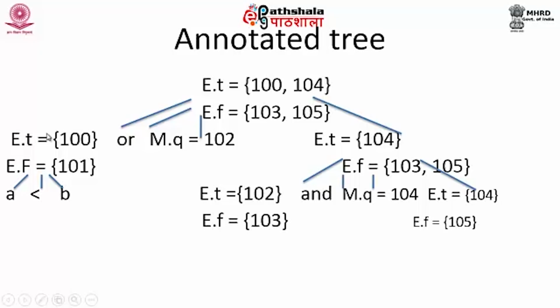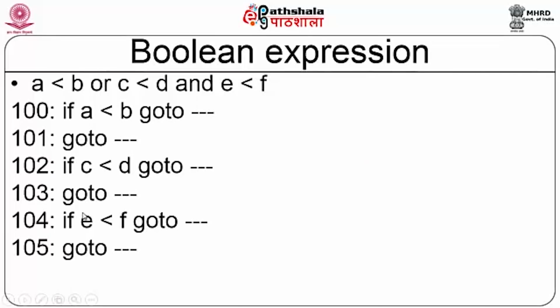This is the grammar corresponding to expression. So, E produces E or ME, and E produces E and ME. Now, I am evaluating this. Now, I have a single expression, the true list is this and the false list is this. Okay. So, the next one is again the true list is this and the false list is this. Again here the true list is 104 and 105. So, this depends upon whatever we have just now created. So, the true of this expression is 100, false list is 101, the true of this is 102, false is 103, true of this is 104, false is 105.